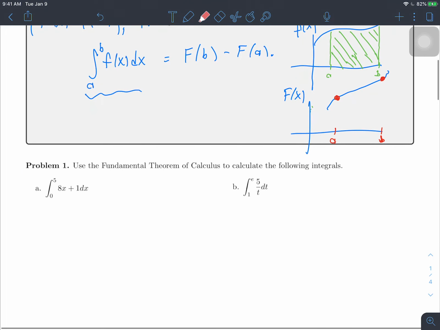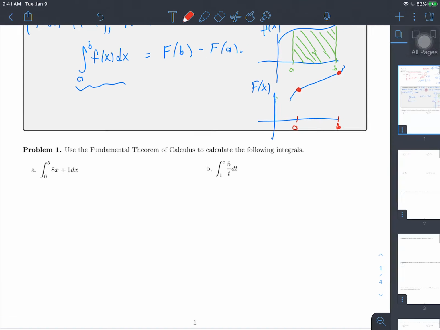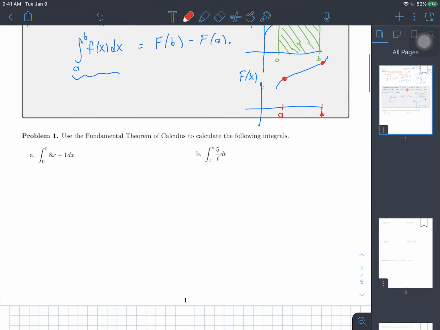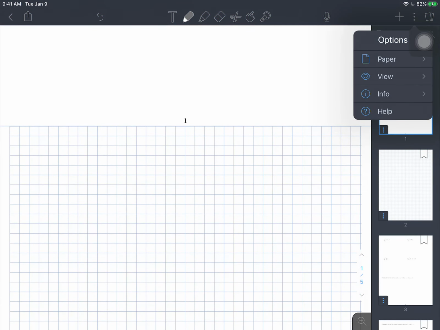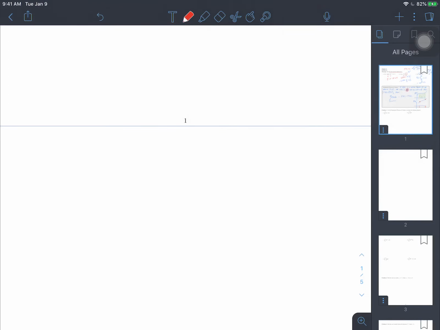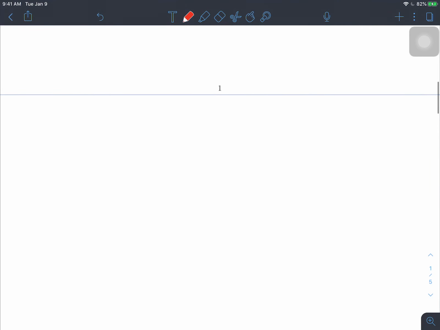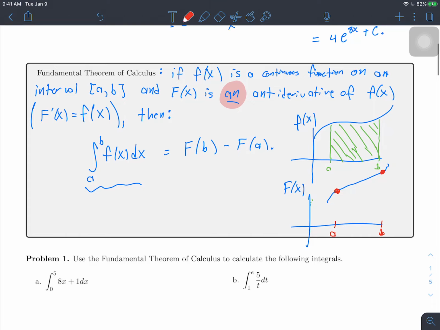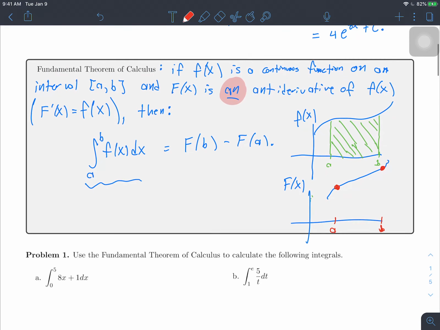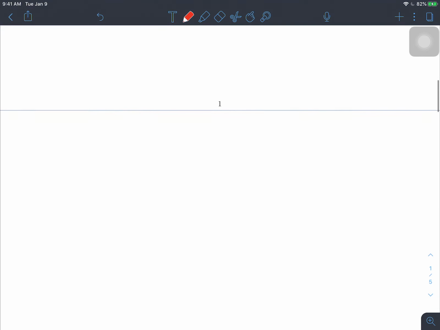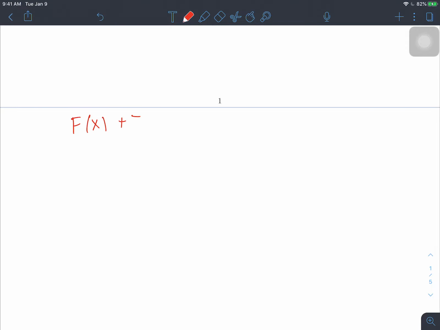Say I had, why don't I make a new page? I'm really glad that you asked that question, Kevin. So for those of you at home, the question was, what about f of x plus c? Which antiderivative should we use? And are we going to get different answers for different antiderivatives? Well, let's try it. Let's try f of x plus 7 versus f of x minus 2.